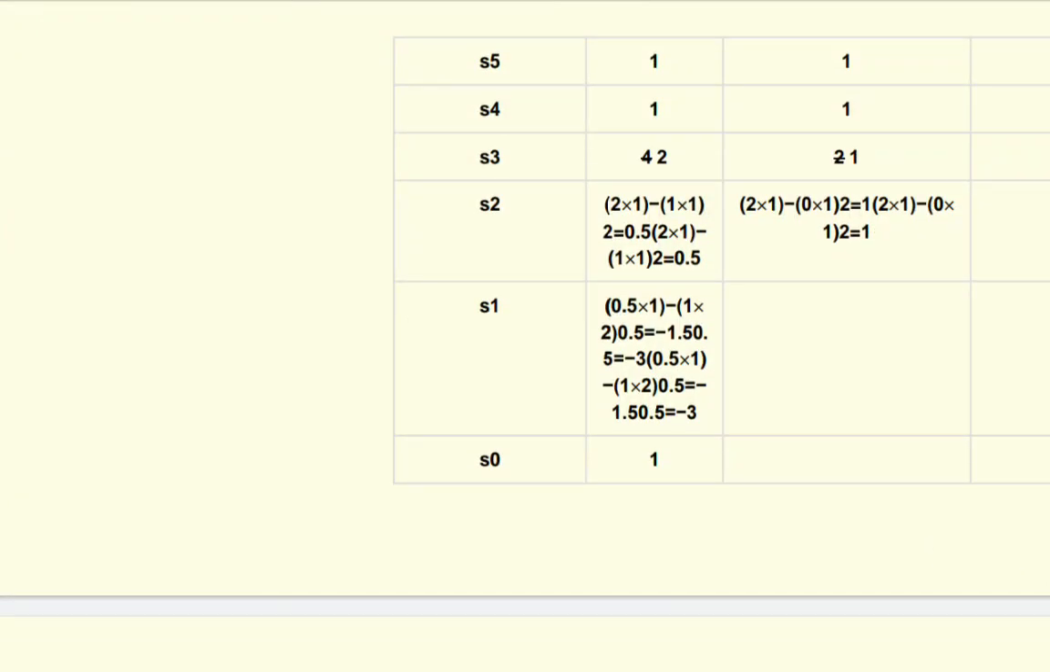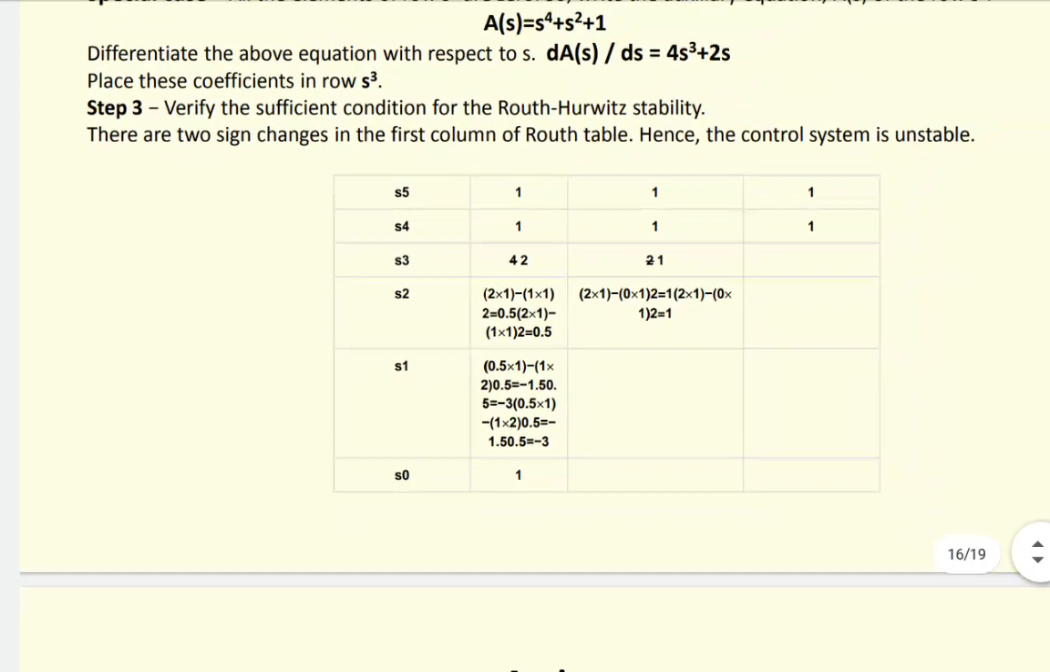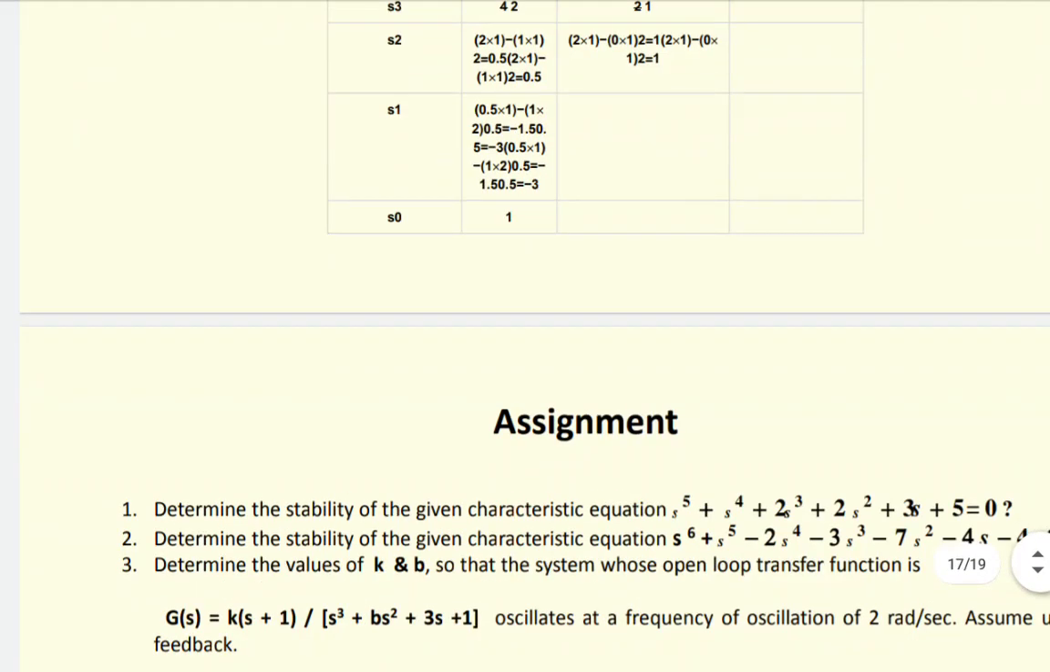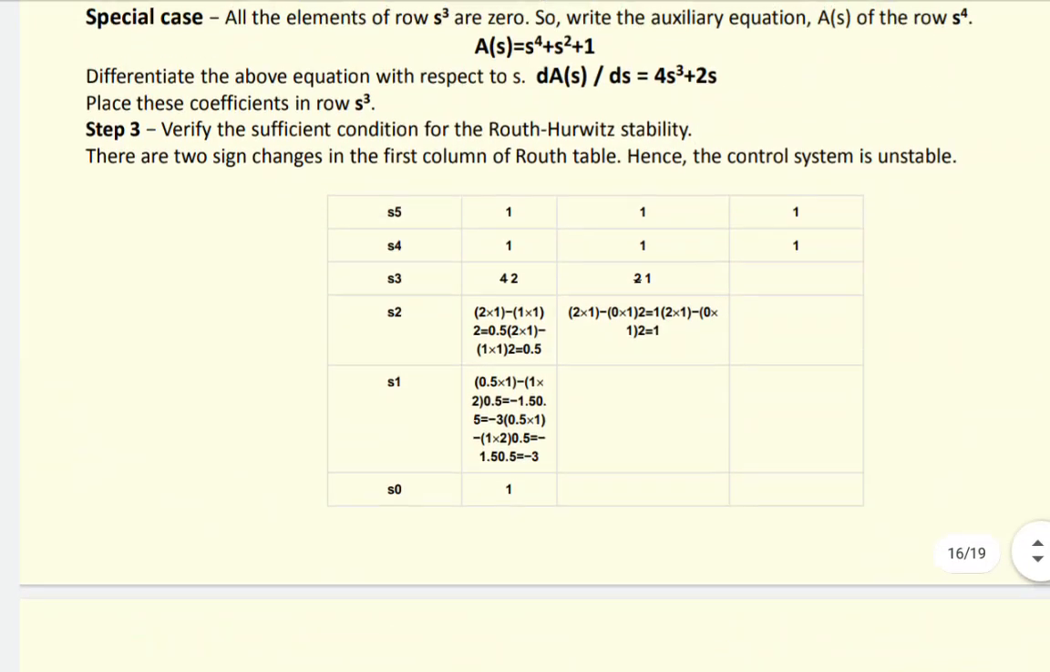So in this case, two sign changes have occurred: from s^2 to s^1, one sign change, and from s^1 to s^0, another sign change. That's why we can say the system is unstable and two roots lie on the right half of the s-plane.